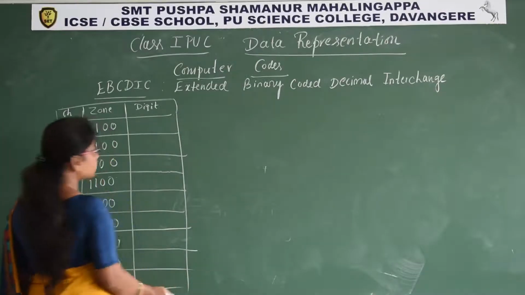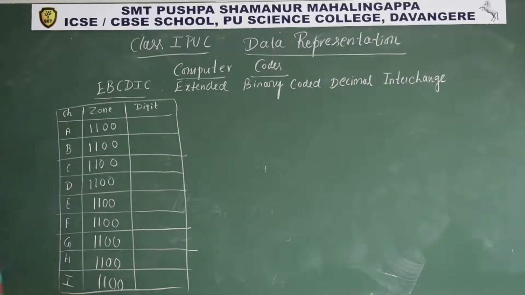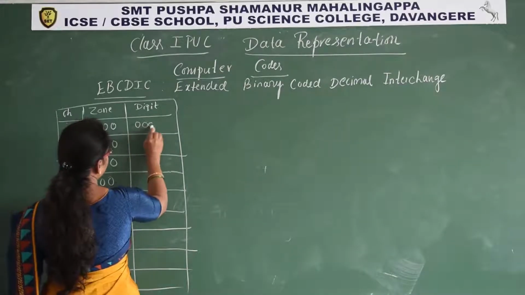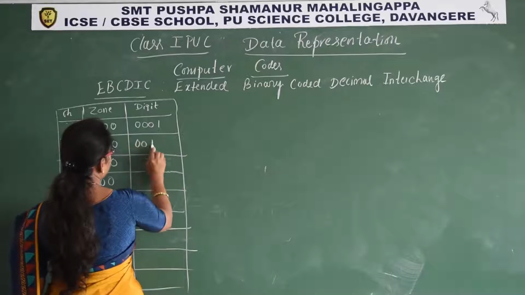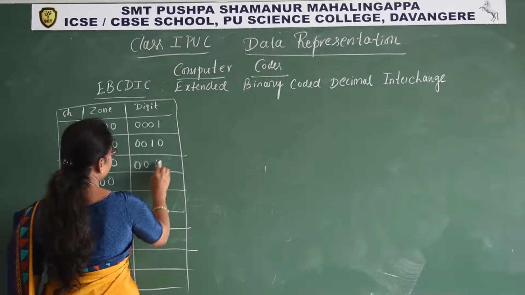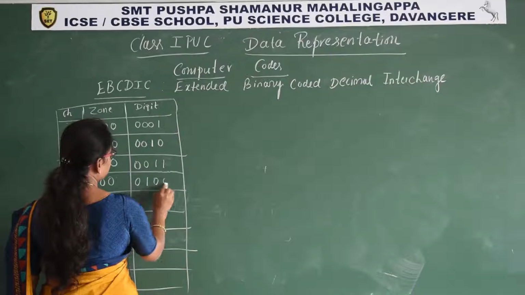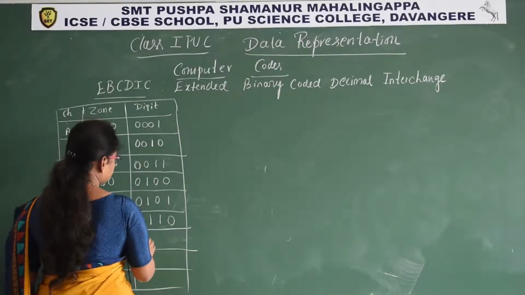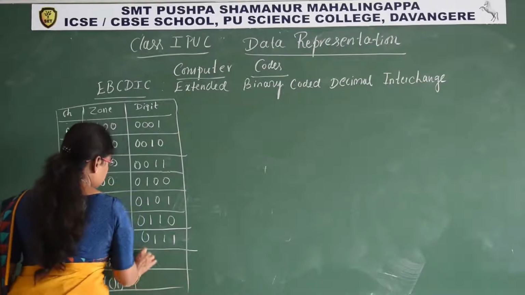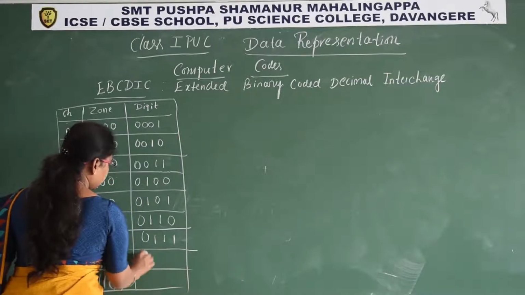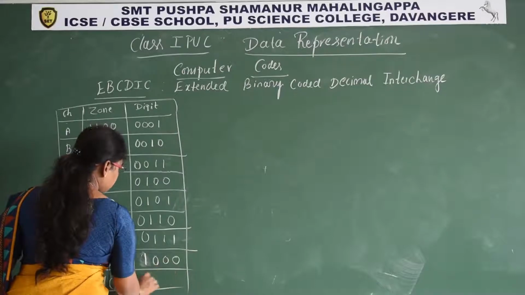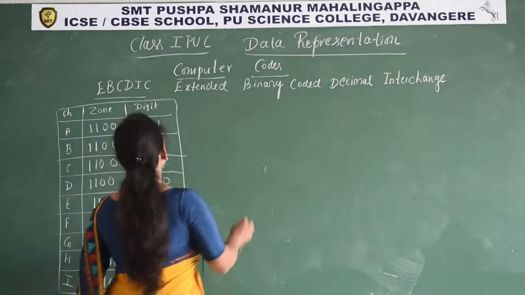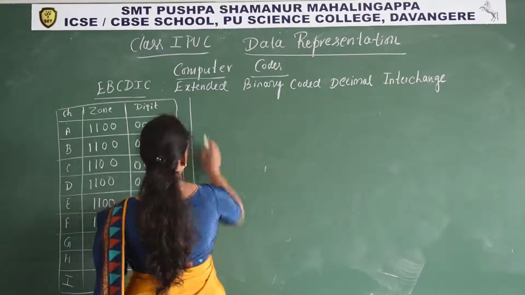Next, the digit: you have to start from 1. How did we start for BCD code? Same method. 0001, 0010, 0011, 0100, 0101, 0110, 0111, 1000, 1001. Now, next 9 characters.